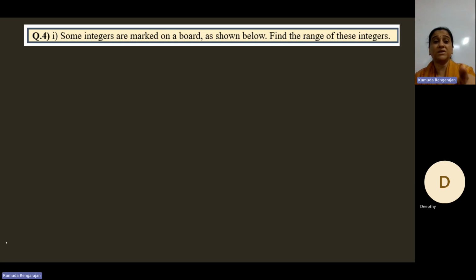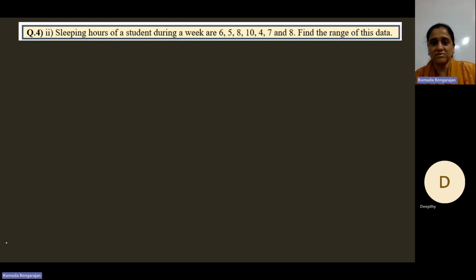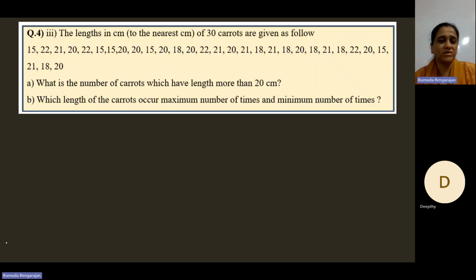There should be some image that's missing. Some integers are marked on a board as shown below. I've missed to put that image, so we'll take this question in the next class. Range, all this is very easy.